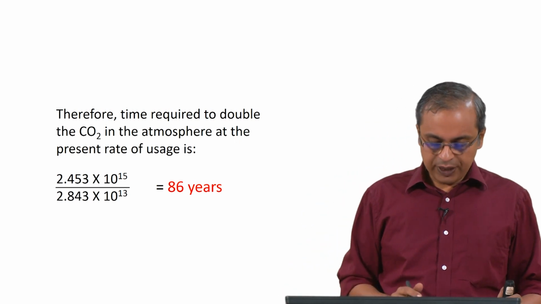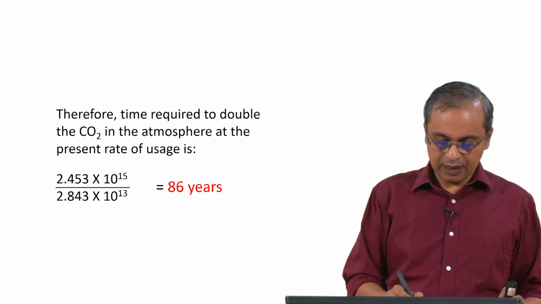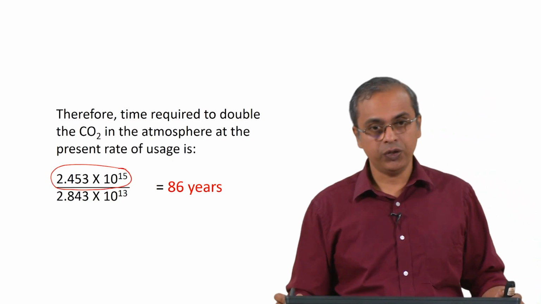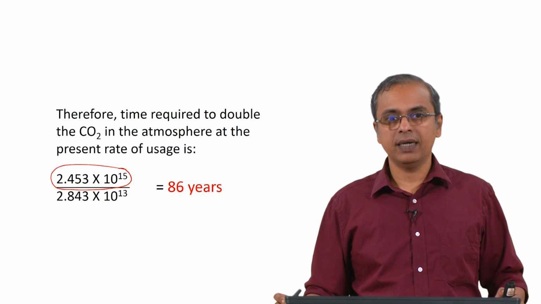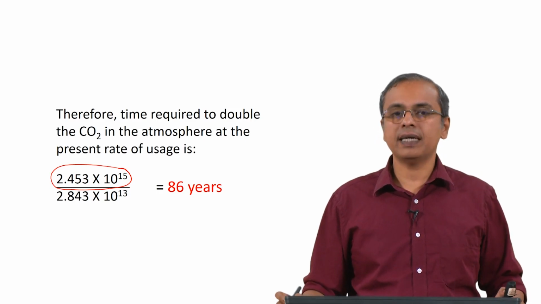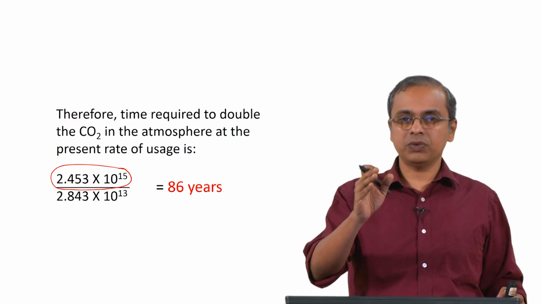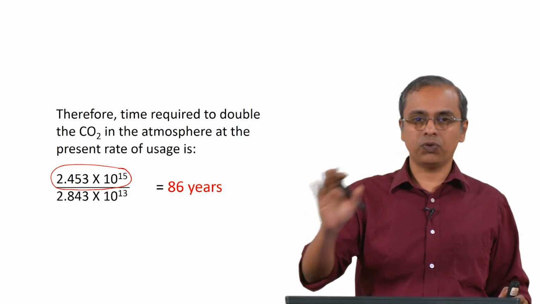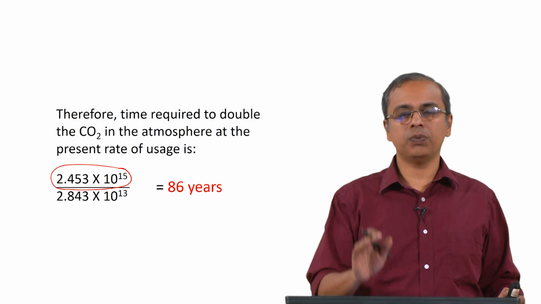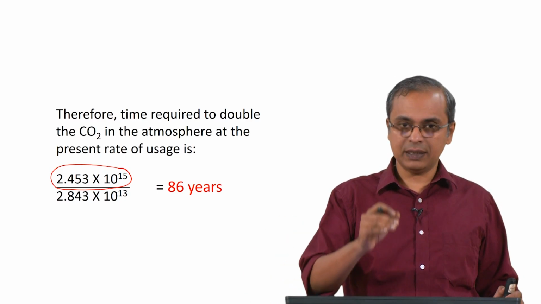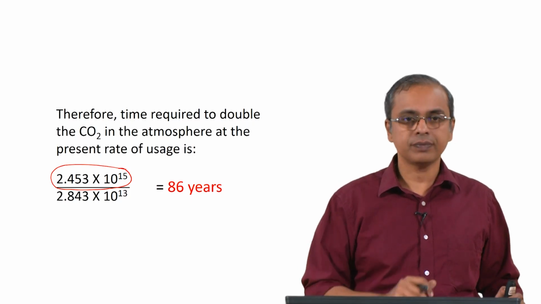So, the total amount of CO2 that is present in the atmosphere is this number that you see here, in meter cube. That is the volume of CO2 present in the atmosphere, and that is simply 0.04% of the volume of the troposphere. That is the amount of CO2 that is present in the atmosphere as of now.